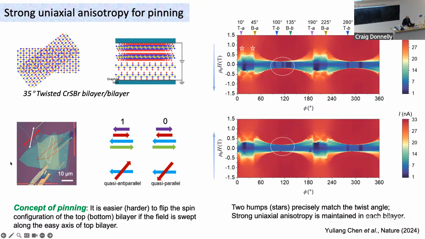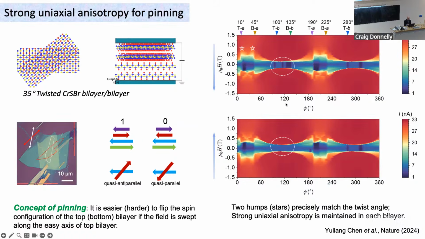You can see the two bilayers in red and in yellow, and the rest is again graphene and hexagonal boron nitride. So now again, if we look at the map of the tunneling conductance as a function of sweeping the magnetic field and as a function of the in-plane angle, you can clearly see we can differentiate the easy axes, the B axis for the top layer and the bottom layer, and the hard axis for the top and bottom layer, separated by this 35-degree twist. So we can clearly see this 35-degree twist as shown by these stars.